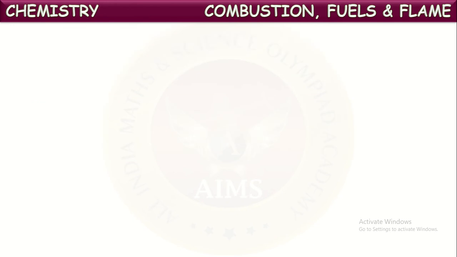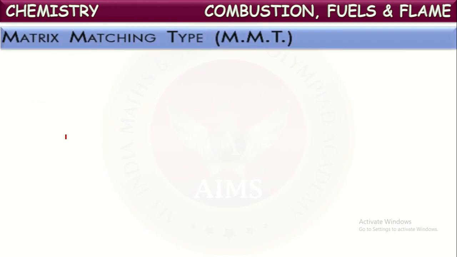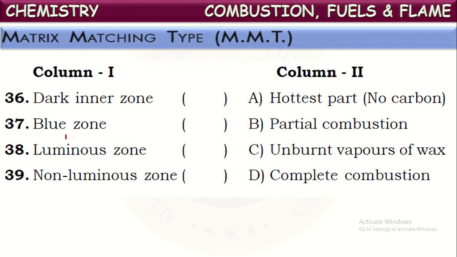Next one. Now let us see matrix matching type. So here about the different zones of flame. They have given matching. The zone they have mentioned in column 1 and its characteristics is mentioned in column 2. Try to match this. Dark inner zone.